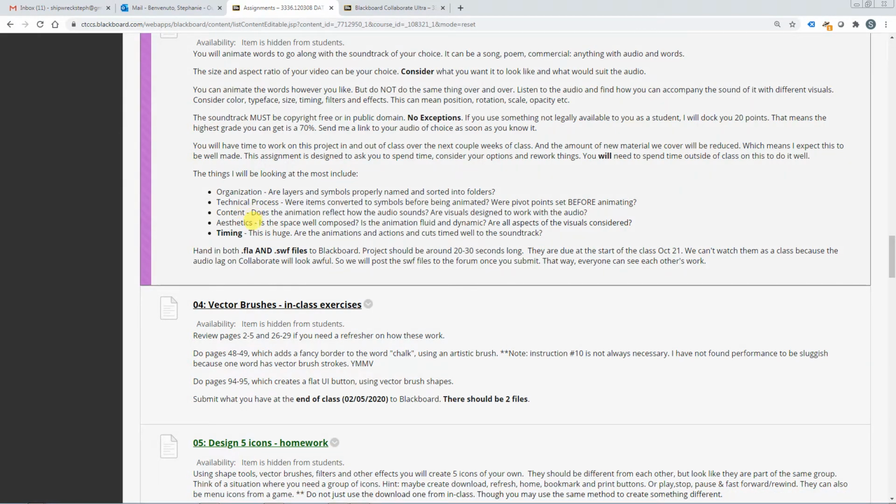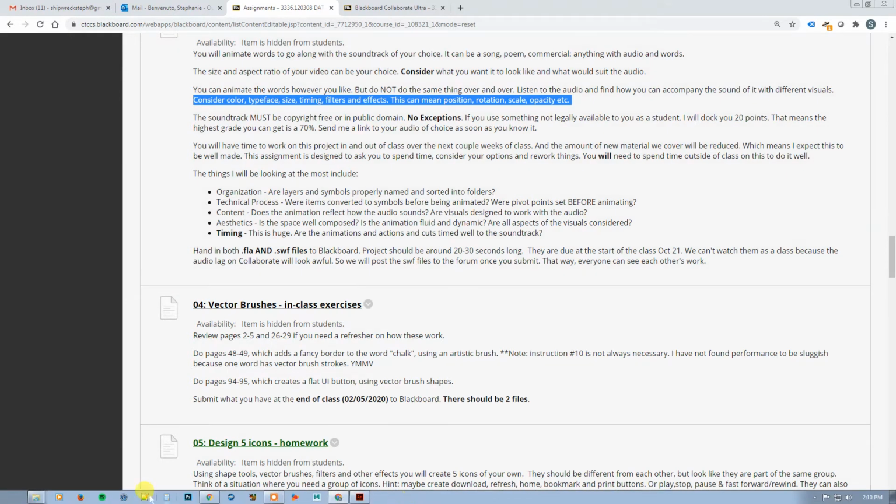Does the animation reflect how the audio sounds, visuals, design? Are you considering all these things that we have up here that we've been slowly learning about over the semester, and we're going to focus on over the next couple of weeks, and combining these things is what we're going to be learning about in class. But like, are those things reflecting what the song sounds like? Right. So I have another example here.